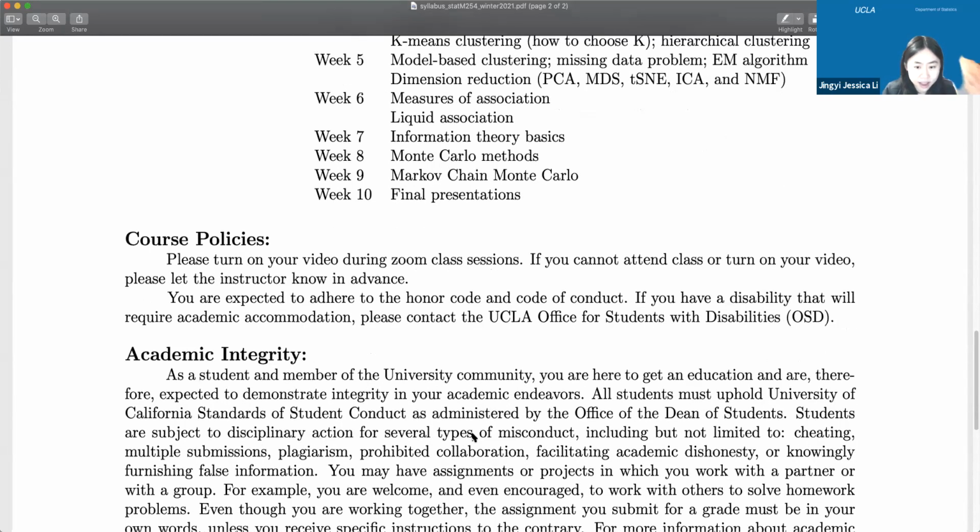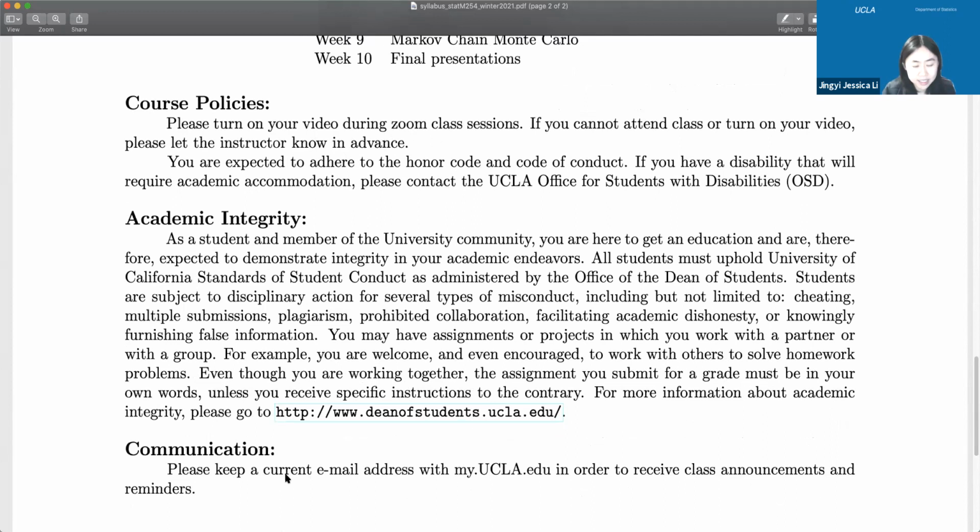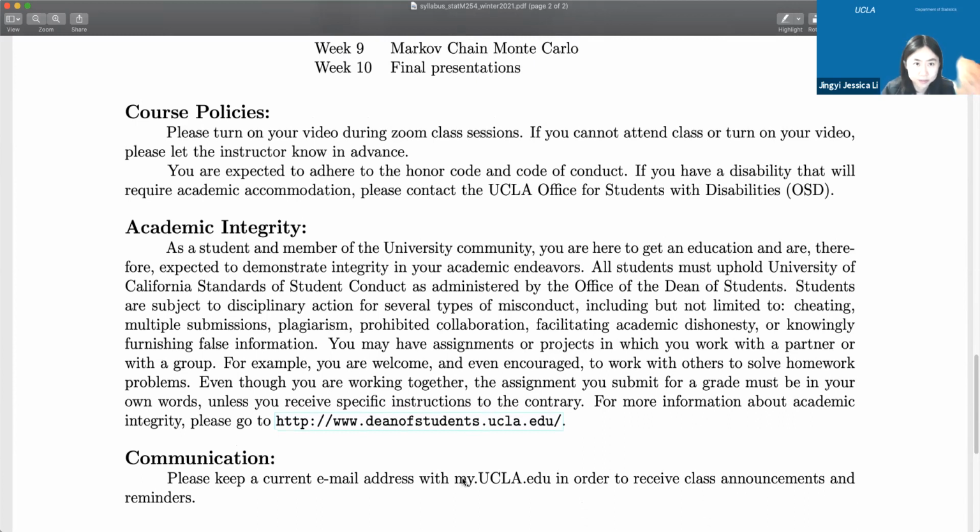Okay, so I think that's it. The last thing, please keep your email address current at myucla.edu so you can receive my class announcement. Otherwise, you will miss the announcement. So if you didn't receive announcements yet, like the one I just sent a few minutes ago about the Zoom link, you should check your email address to make sure that you have the correct email on file. So that's what I want to say about the syllabus.